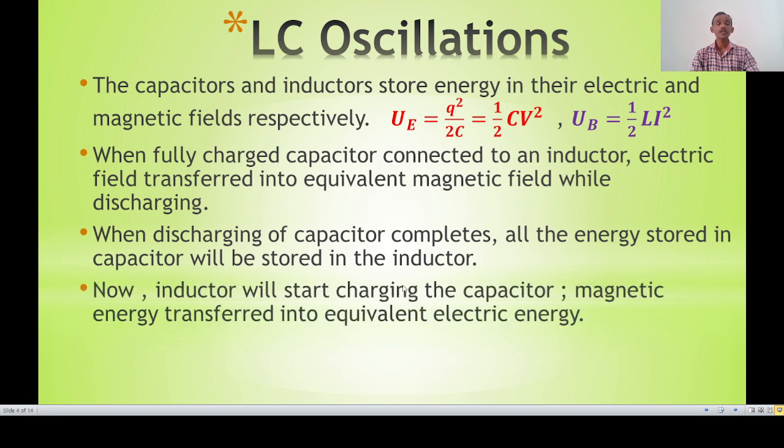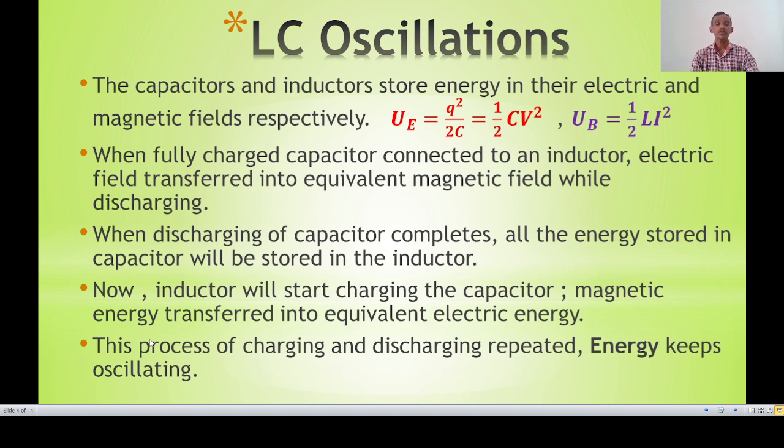Now, the inductor will start charging the capacitor. Now the reverse process is starting. The inductor will start charging the capacitor. The magnetic energy which is stored in the inductor is transferred into equivalent electrical energy. That means we conclude that while discharging, electrical energy is converted into magnetic energy, and while charging the capacitor with the help of the inductor, the magnetic energy is transferred into electrical energy. This process of charging and discharging is repeated, due to which energy keeps oscillating.